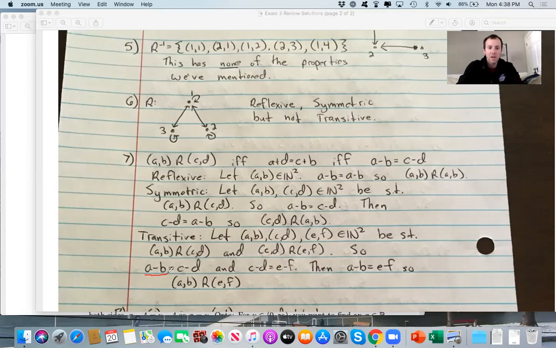we can go, well, A minus B and E minus F are both connected, need a better color than that, green, are both connected to C minus D, so then they must be equal. And if their differences are equal, then the pairs are related. So if you can find a different way of understanding the relation, that can help a lot. In this case, a little bit of algebra gets us to this better version.